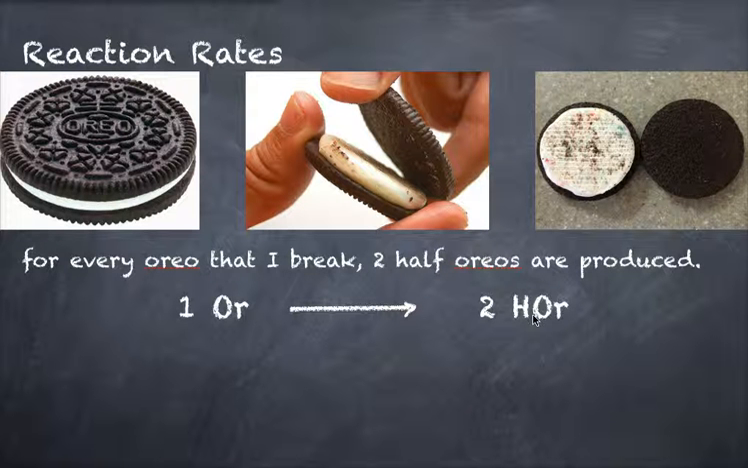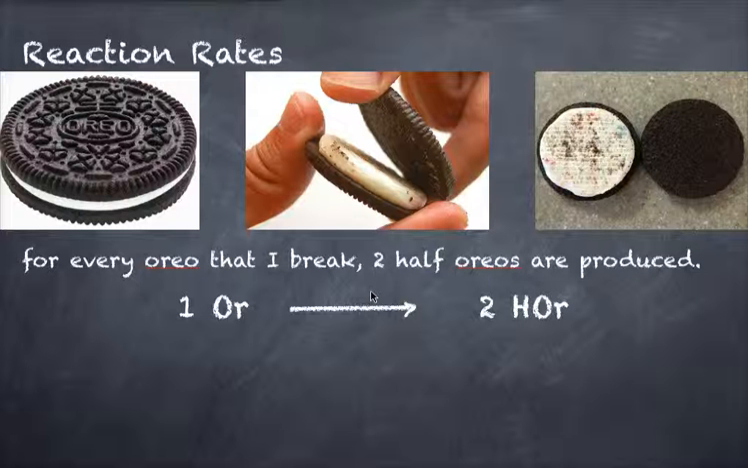Now let's look at a rate. Remember, a rate is how fast you're doing it: how many are being broken apart per second, or per unit of time. So let's imagine that I can break apart an Oreo cookie in 1 second. In 1 second, one Oreo cookie is being broken apart, and in that same second, two half Oreo cookies are being produced. So in the same amount of time it takes me to break apart one, I'm producing two. So let's look at my rate.